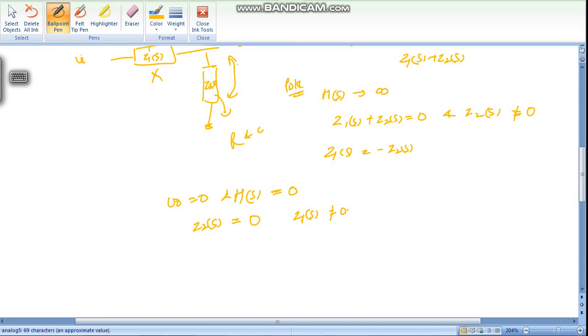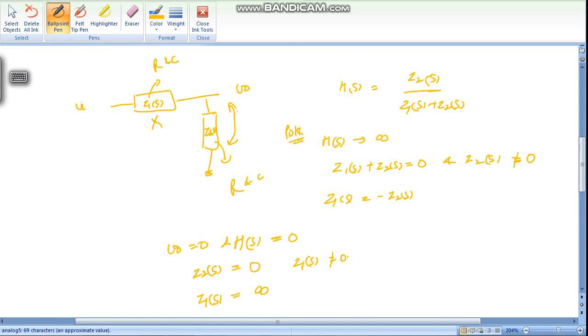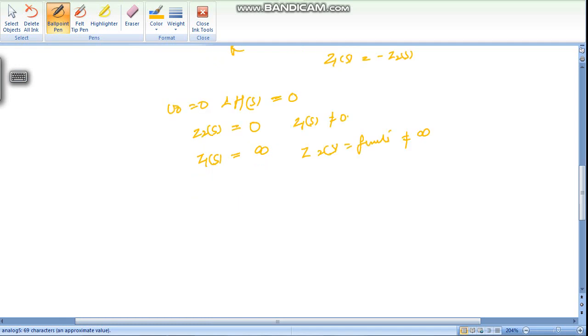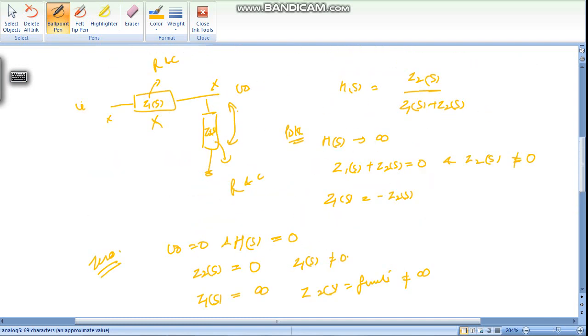Another way is that Z1(s) is infinity, so there is no connection between Vi and Vo, but Z2(s) is finite, not infinity. Z2 can be 0 as well. So this is the condition for a zero.